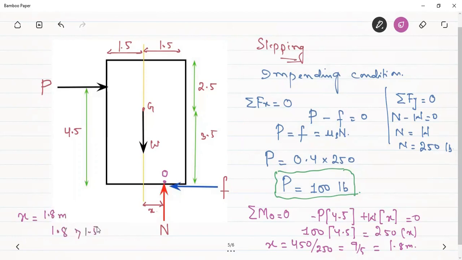For the condition of slipping, if the body would have slipped, then this x should have been less than 1.5. This was the condition of slipping. So it is obvious from this equation as well: since x is 1.8 meters, the body will tip before slipping. If x would have been within this range of 1.5, then it would have slipped, and obviously the force would have been less than the tipping force. But this is not the case here.